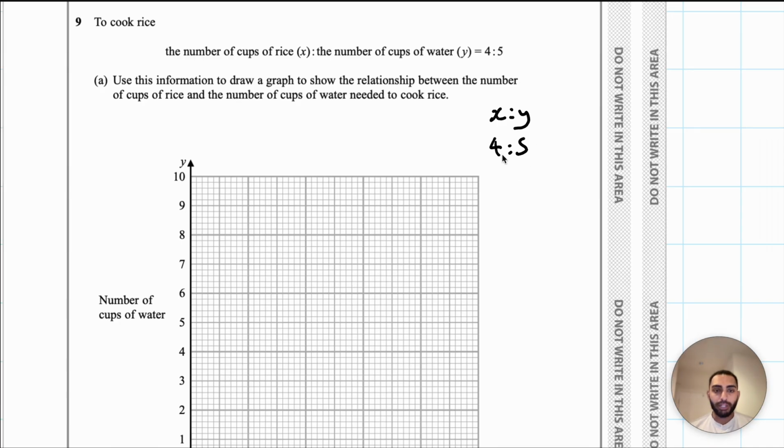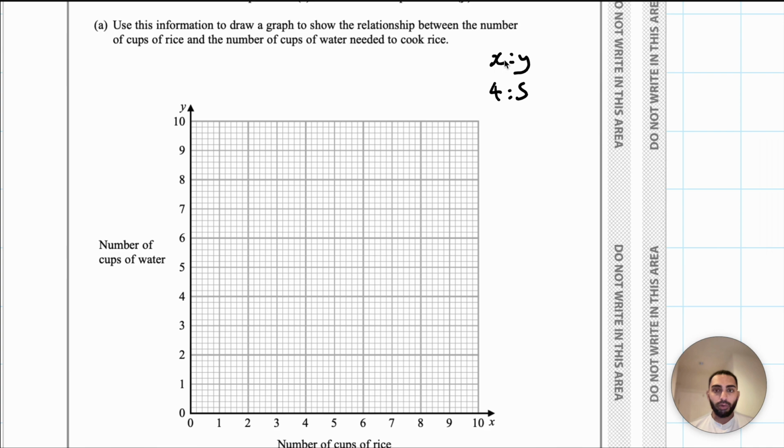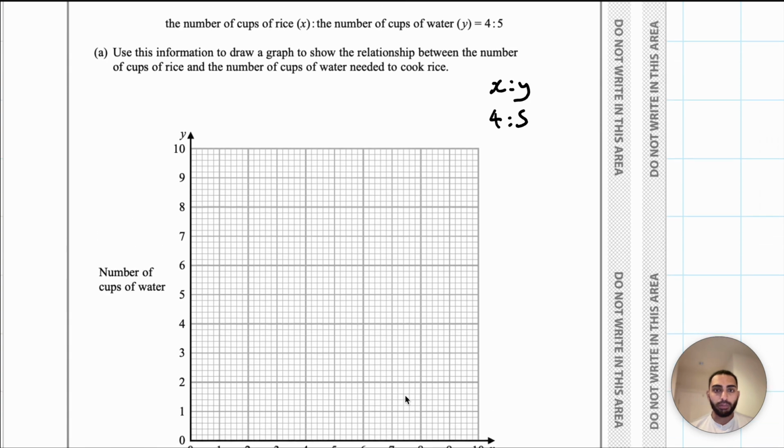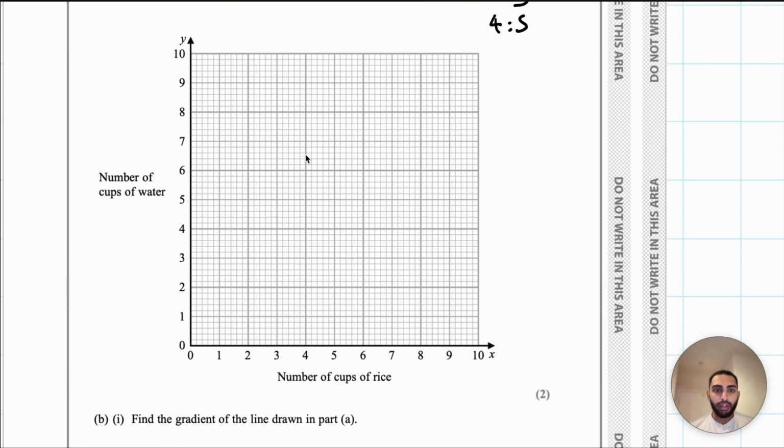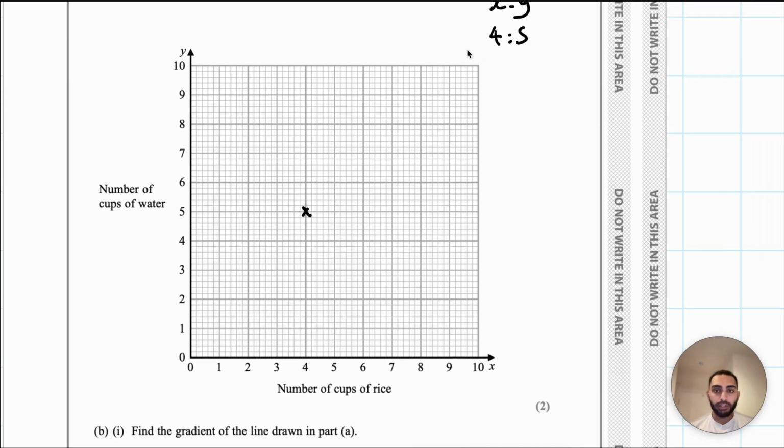Let's just use this information to plot a few points. So I know x is 4, which is the number of cups of rice, and y would be 5. That's one of my points. If I double both of these, so I multiply both of them by 2, I would have 8 to 10. So that would be 8, and that would be 10. And if there were 0 cups of rice, we would have 0 cups of water. We just need to draw a straight line going through all of those points.